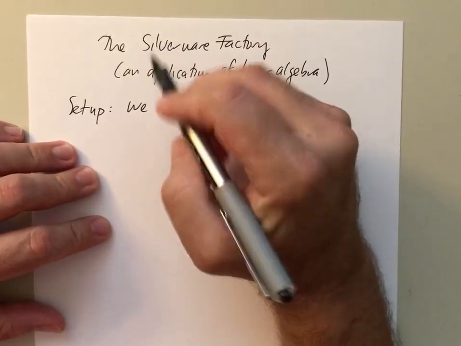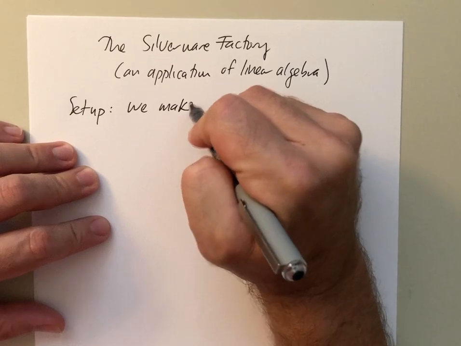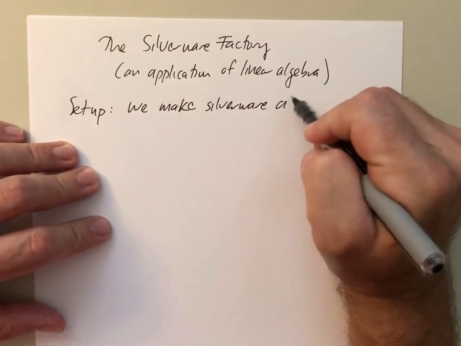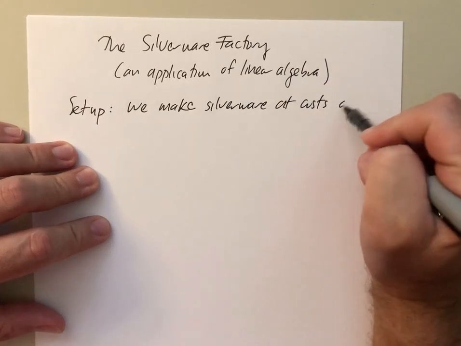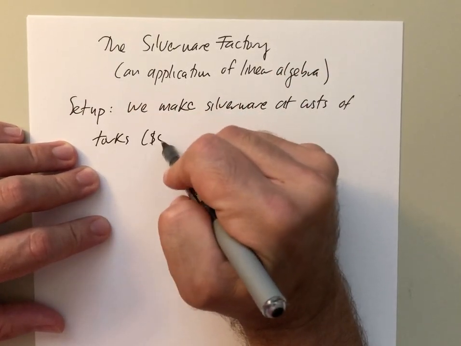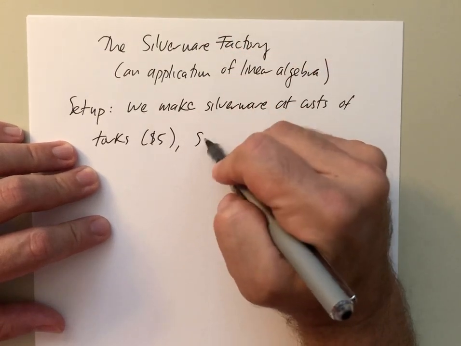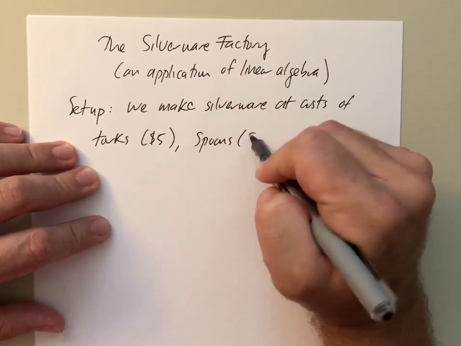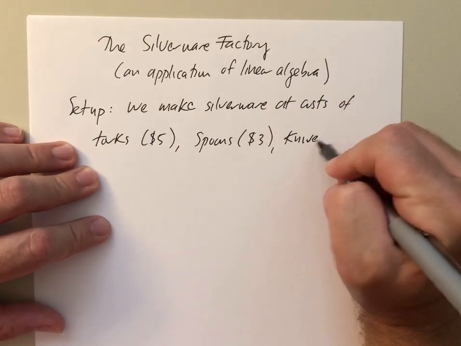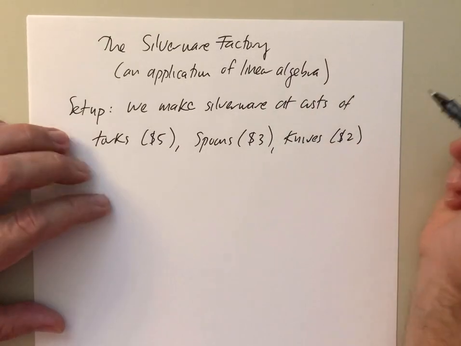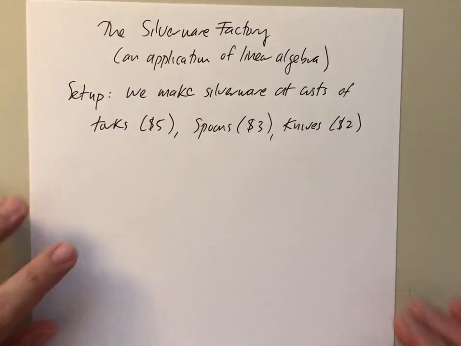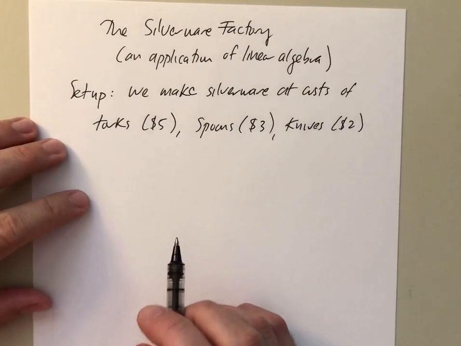So we make silverware at the costs of, let's say, forks, which let's say are $5, spoons, which are $3, and knives, which are $2. I have no idea how much these actually cost, but let's just pick these numbers. For some reason, forks are very expensive these days. Okay, so here's our goal.